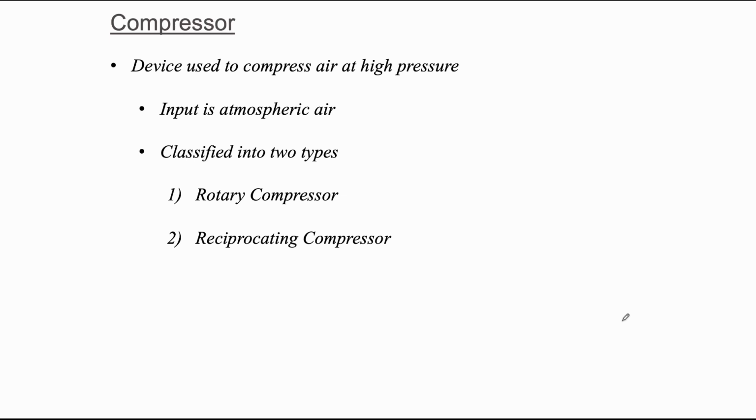So let's apply the steady flow energy equation to compressors. A compressor is a device that is used to compress air to a very high pressure. So the input of a compressor is atmospheric air and the output is going to be compressed air. Compressors can broadly be classified into two types. The first one being the rotary compressor and the second one being the reciprocating type of compressor.